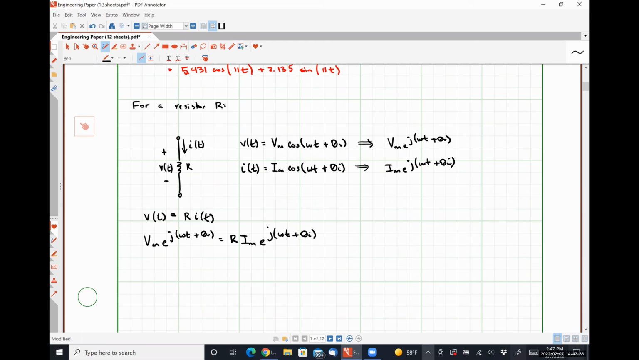Okay. What I'm going to do now is I'm going to split those exponential functions into the product of two exponential functions. So that would give me Vm times e to the j omega t times e to the j theta v is equal to R times Im e to the j omega t times e to the j theta I. Everybody okay with that?